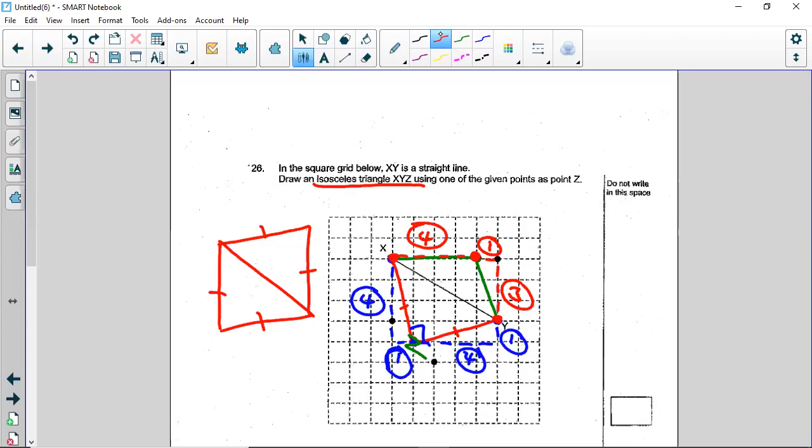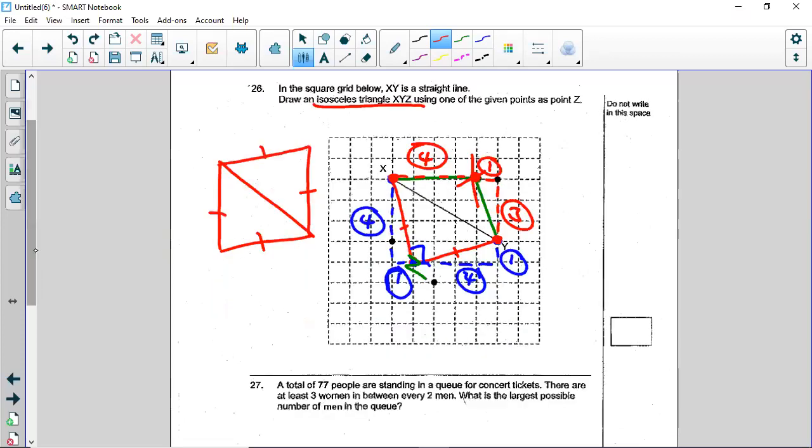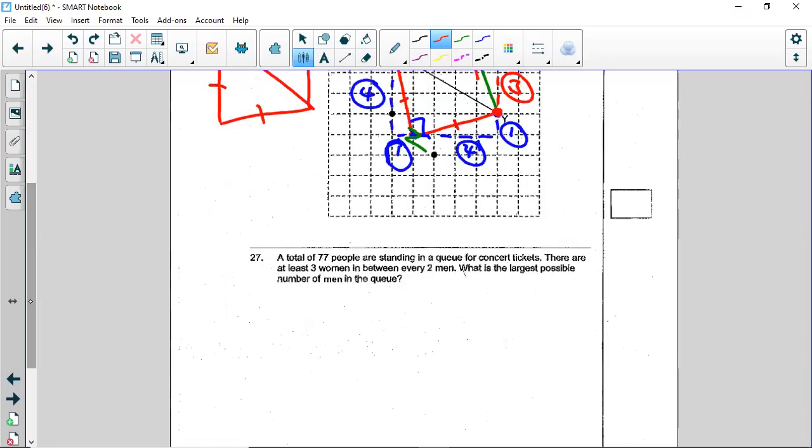So the pattern is not the same. So these 2 lines are not equal. They're not equal in length. So this is wrong. Wrong already. Okay, let's go on to question 27. Quickly, 27, and move on. Okay, grouping again.